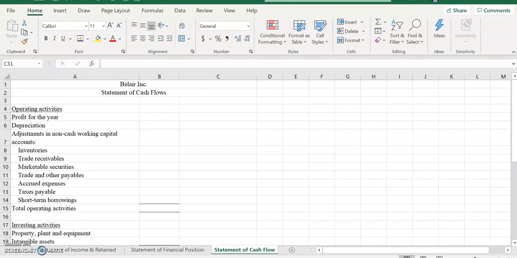Hey everyone, let's have a look at statement of cash flow. I know we started talking about it last day, but let's go through an example together. So this one here is for Bel Air Inc.